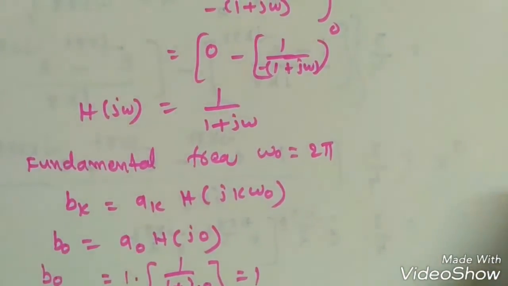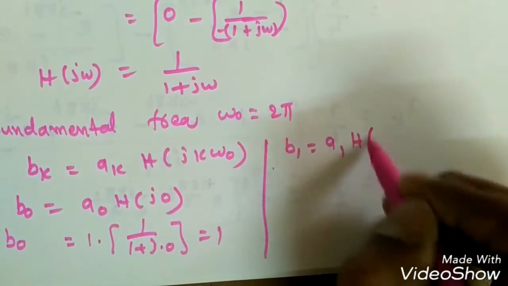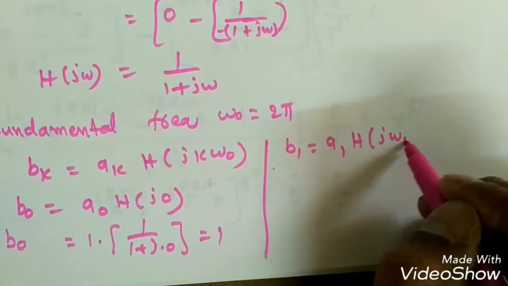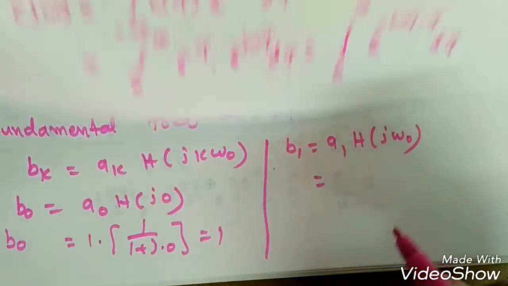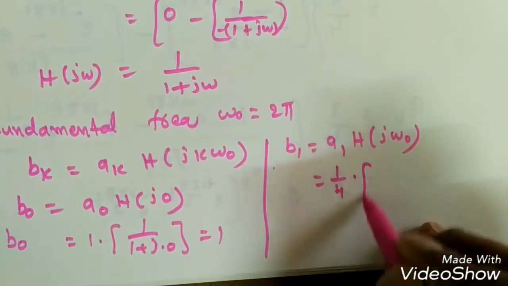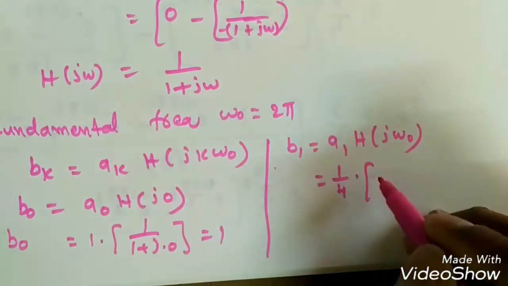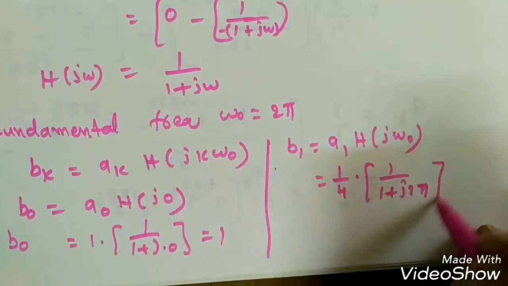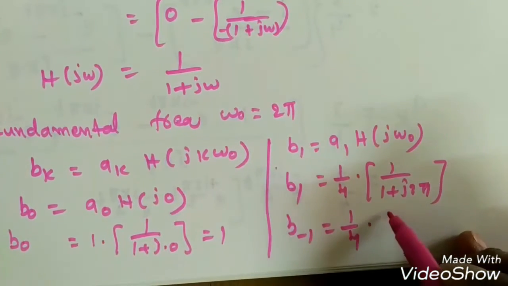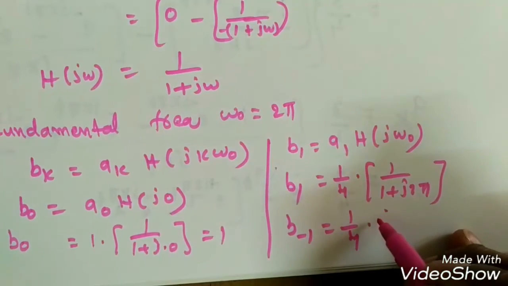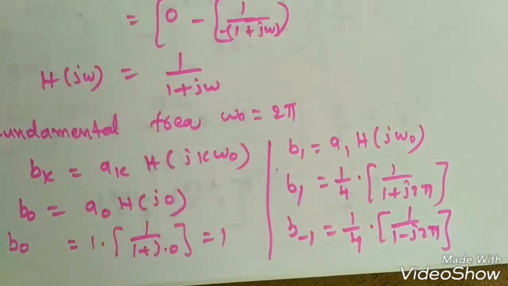Similarly, we need to find the other coefficients, b1, b minus 1, etc. So b1 is equal to a1 into H of j omega naught. Right? Here k is equal to 0 in the previous case, now k is equal to 1. So a1 is given as 1 by 4 into H of j omega naught. What is omega naught? Omega naught is 2 pi. So it is 1 by 1 plus j into 2 pi. So this is the b1. Similarly b minus 1: 1 by 4, same, into H of minus j omega naught. So it will become 1 by 1 minus j 2 pi and so on. So we need to find the coefficients like this.